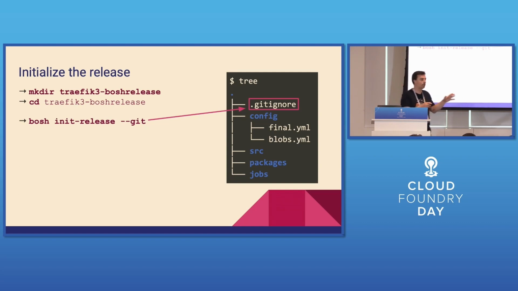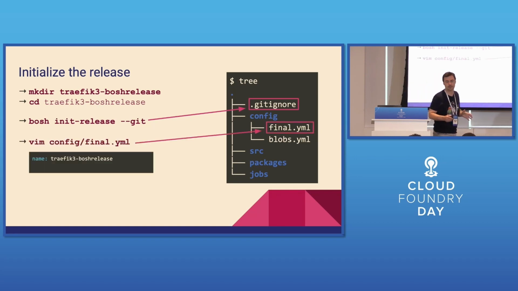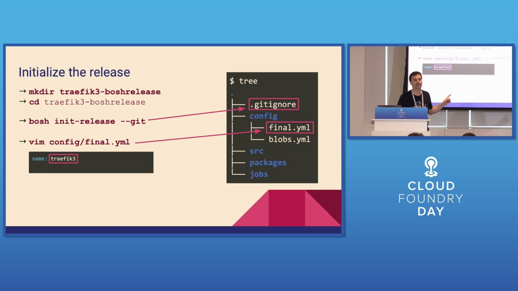And we can see this structure with config, the blobs.yml file, the src, where we can put source code, packages, and jobs subfolders. And we also see a final.yml config. What is that? We are going to edit it right away because that's the first setting we want to set. It's the name of the BOSH release. We see that, and we don't want it to be that, we want that instead, because it's not the name of the directory. Our BOSH release has to be named traefik3, just that.